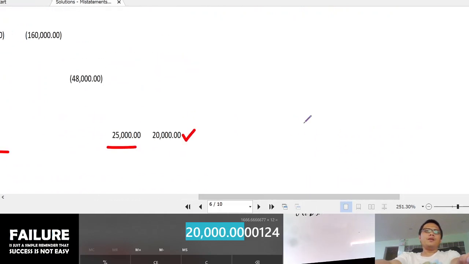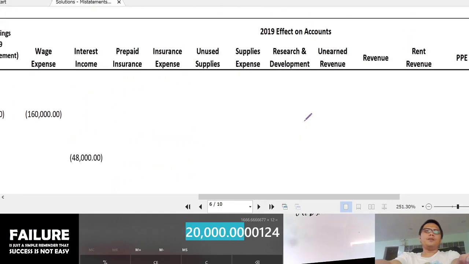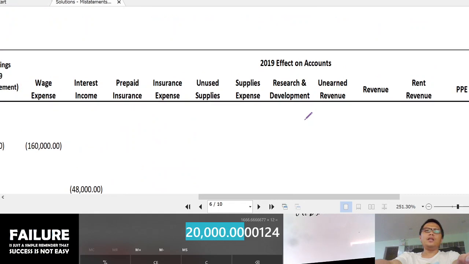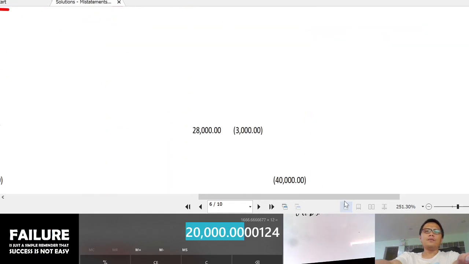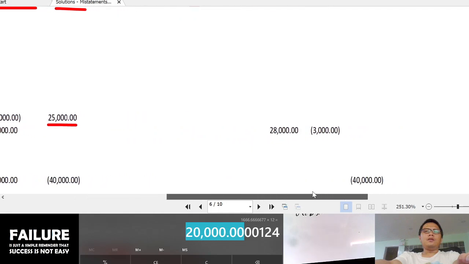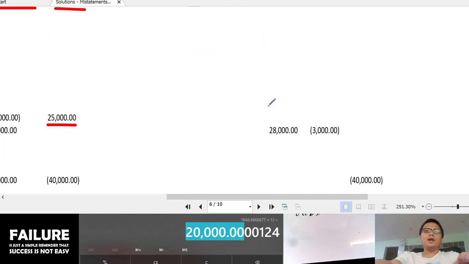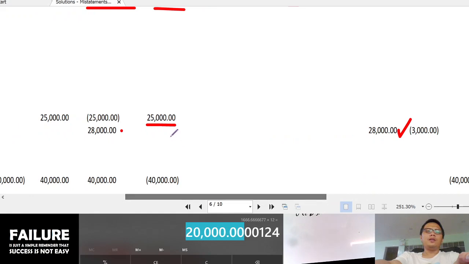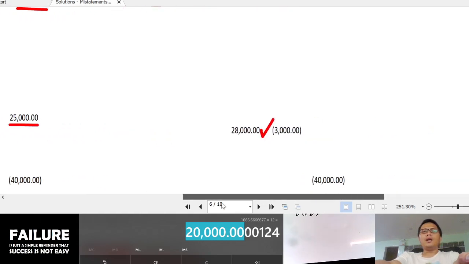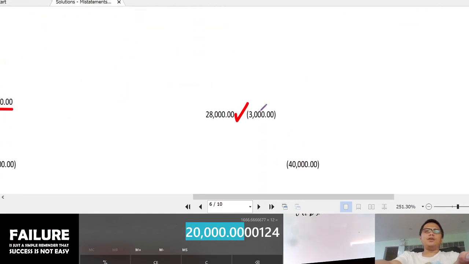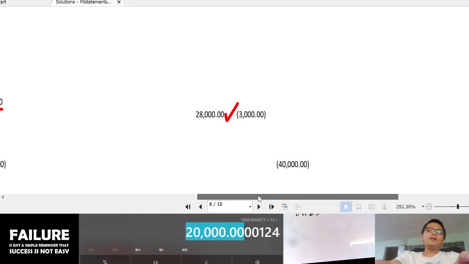So, individual effect ng error sa account is that in 2019, as to your unused supplies, kulang ka by 28,000. Itong error natin in 2019. Okay? Kulang ka. However, in your supplies expense, the net effect of that error is that an overstatement of 3,000.